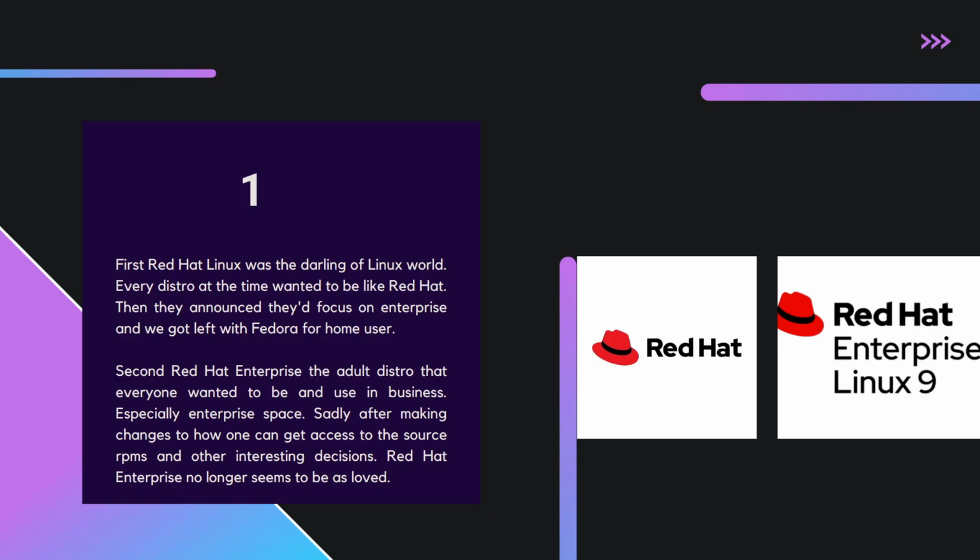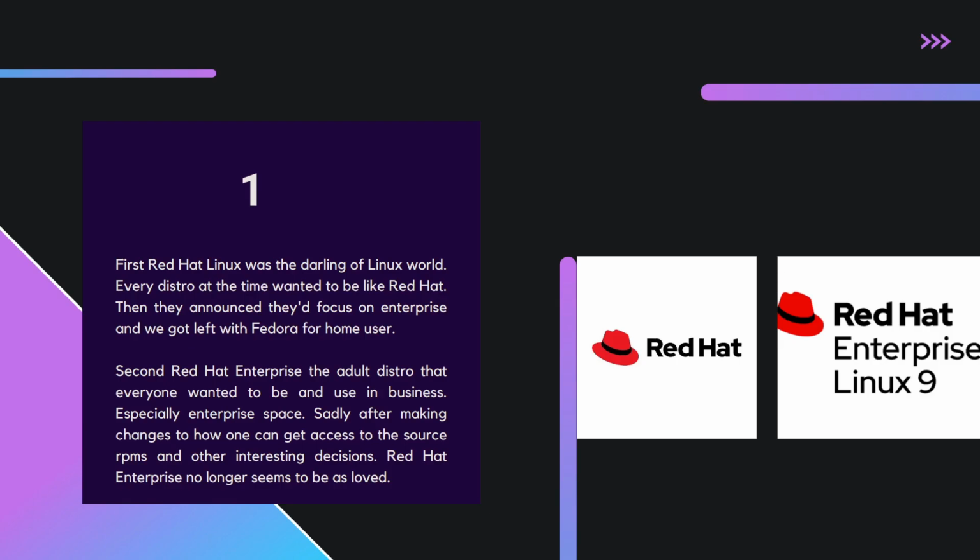However, in recent years, the changes they've made on how to get the source RPMs, how they were at once considered the saviors of CentOS and then changed how CentOS is delivered, have caused quite an uproar in the open source community, and Red Hat Enterprise doesn't seem to be held with the same love as it once was, which is a real pity.